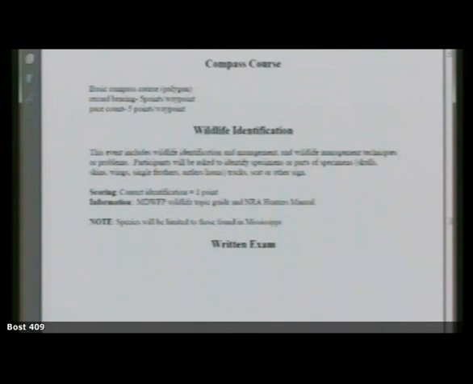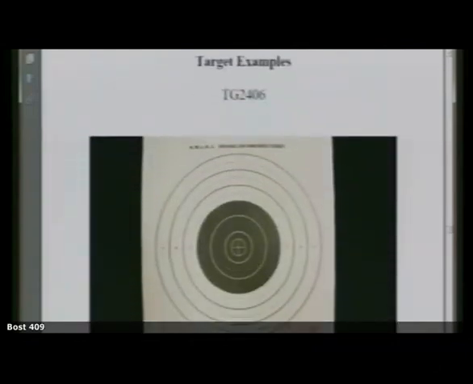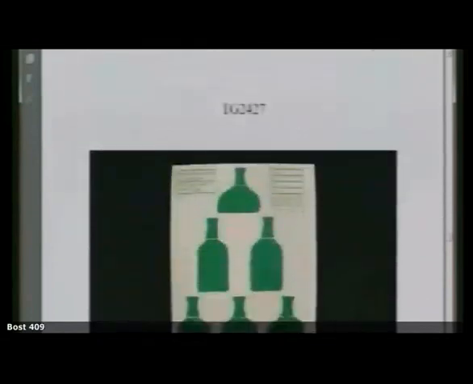The final part of the hunting discipline is also a written exam consisting of various questions relating to that discipline. Some final notes within the state invitational rule book are target examples, which can be found in the back. Each one is labeled and relates to those disciplines.